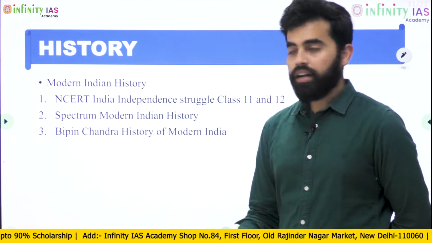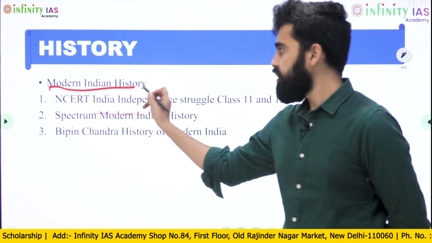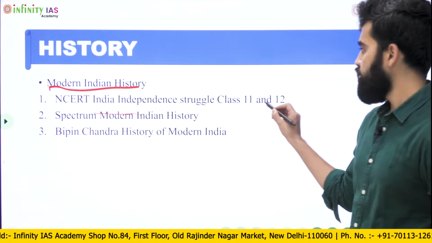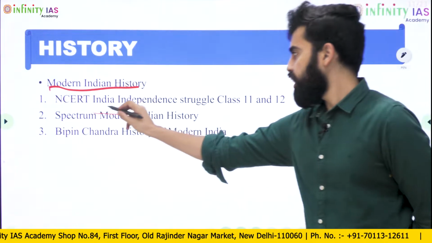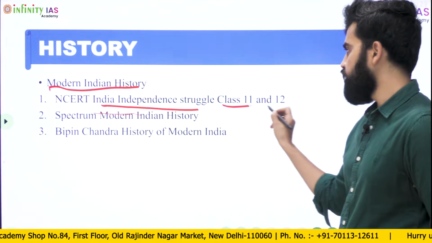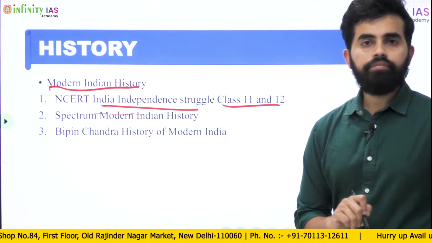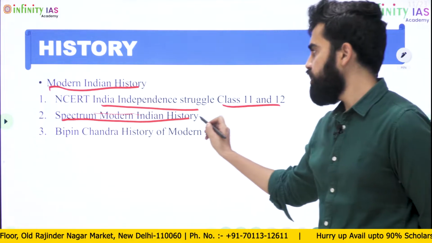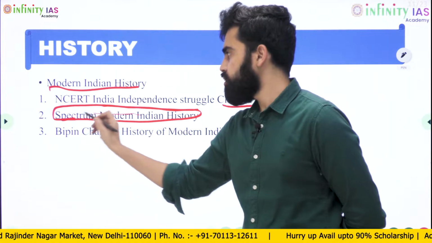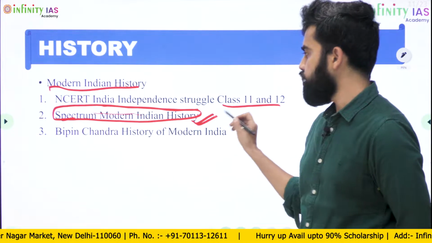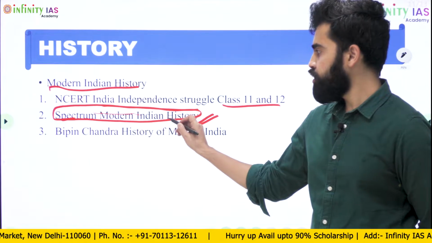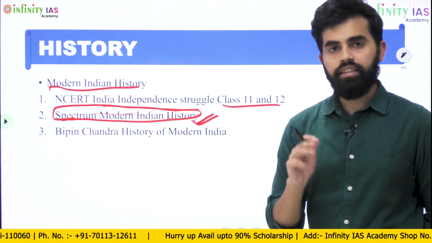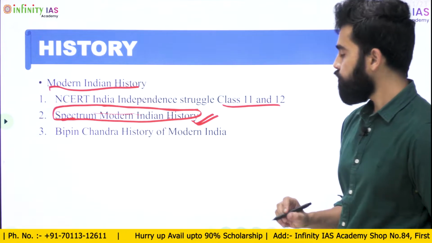So the next part of history is modern Indian history. For this, we need to finish the NCERT books regarding India's independence struggle class 11 and 12 for the basics, and then Spectrum Modern Indian History is a must for modern Indian history. This has to be read every word for the history part in the prelims examination.